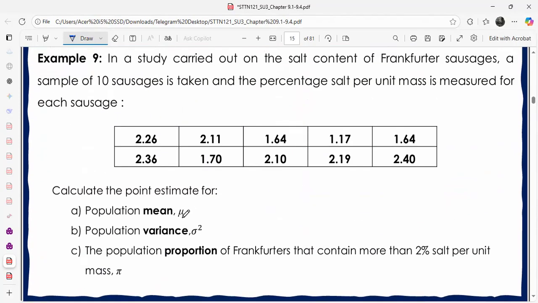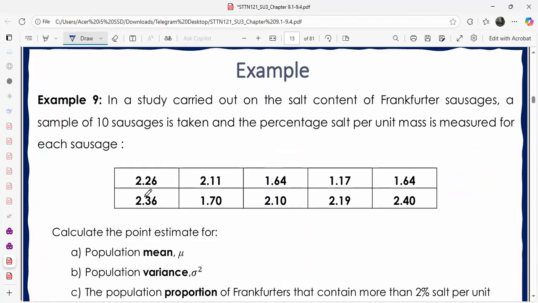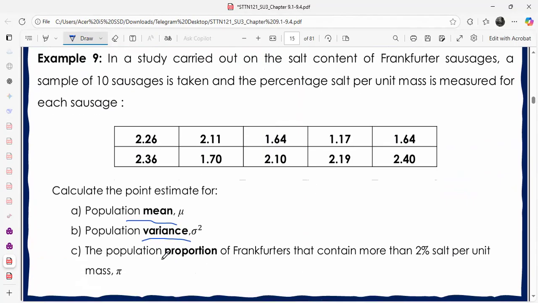Okay, look at this now. You are given a data set. It's an ungrouped data set. They say calculate the point estimator for population mean, calculate the point estimator for population variance, and calculate the point estimator for population proportion. Okay. Now for the mean, remember what I said.